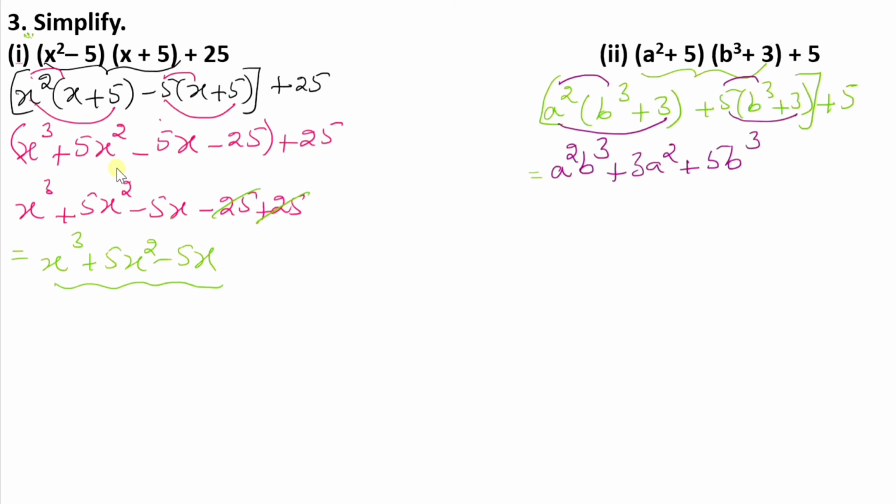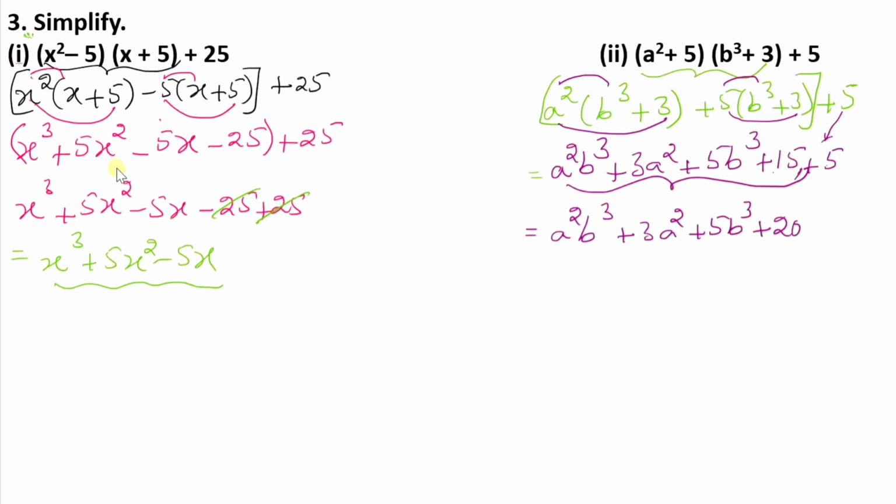5 into 3 is plus 15. For that you are adding plus 5. This is the product of two binomials, for that you are adding 5. So it is a square b cube plus 3a square plus 5b cube plus 15 and plus 5 is plus 20.